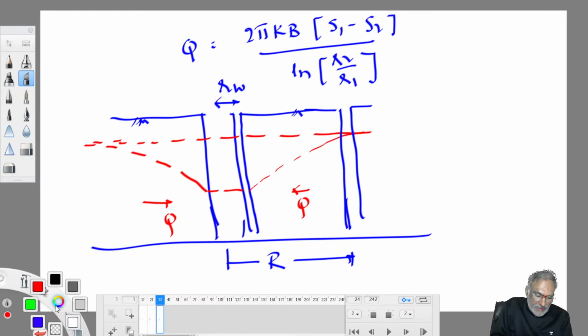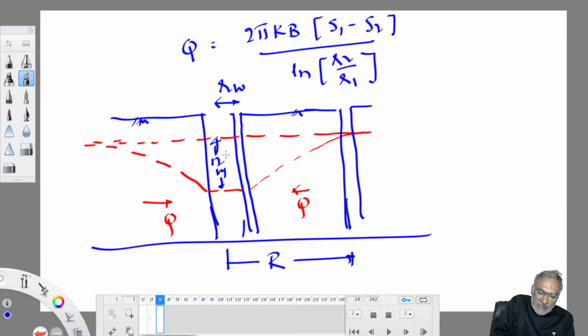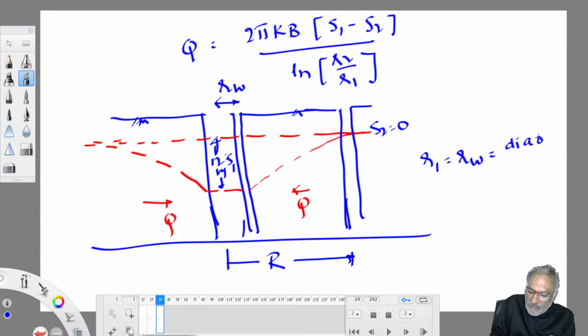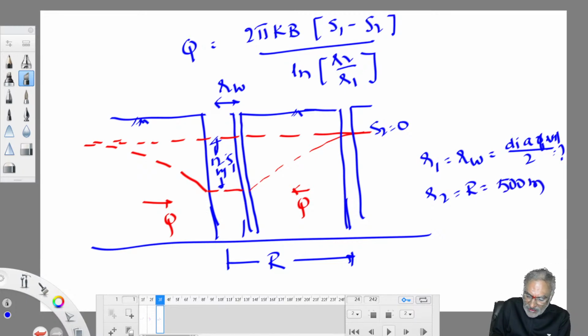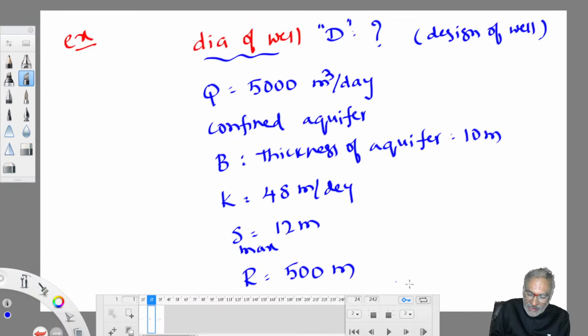So here what is given? S max is given as 12 meters. This is taken as S1. Then S2 is taken as 0 because at radius of influence drawdown is equal to 0. So we got everything. The only unknown is RW. Here I will replace R1 with RW, which is equal to diameter of the well by 2. If you know RW, you can get diameter of the well. And R2 is taken as capital R, which is equal to 500 meters. In the question, it is mentioned that radius of influence is 500 meters.